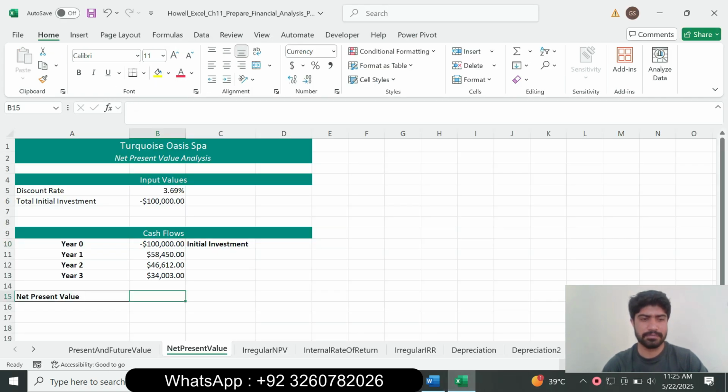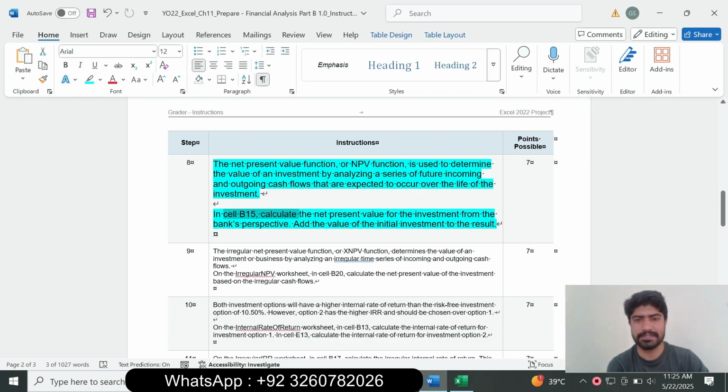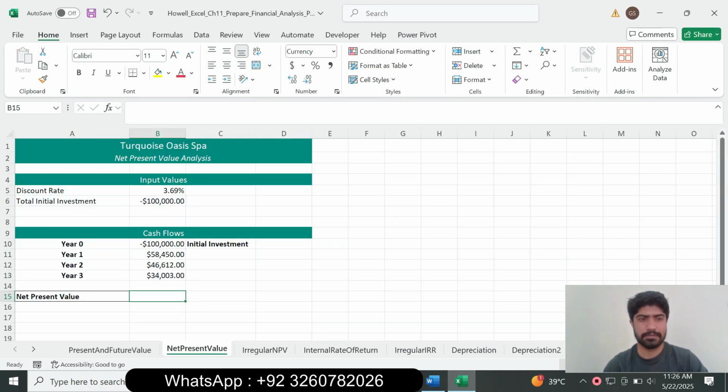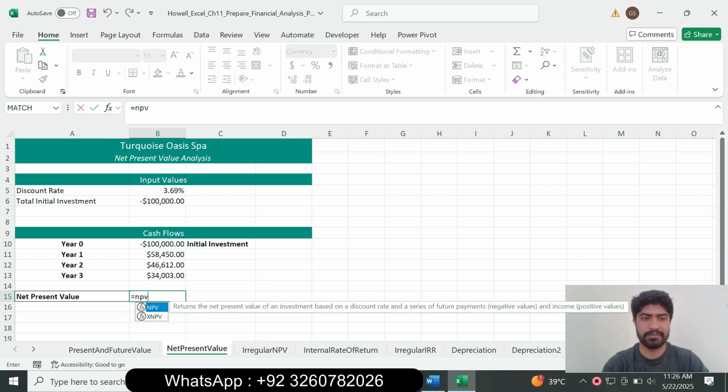So in cell B15, select the cell B15, net present value for the investment from the bank perspective. Add the value of the initial investment to the result. So in cell B15, calculate the net present value for the investment from the bank perspective. In cell B15, type equal to and type the NPV function.